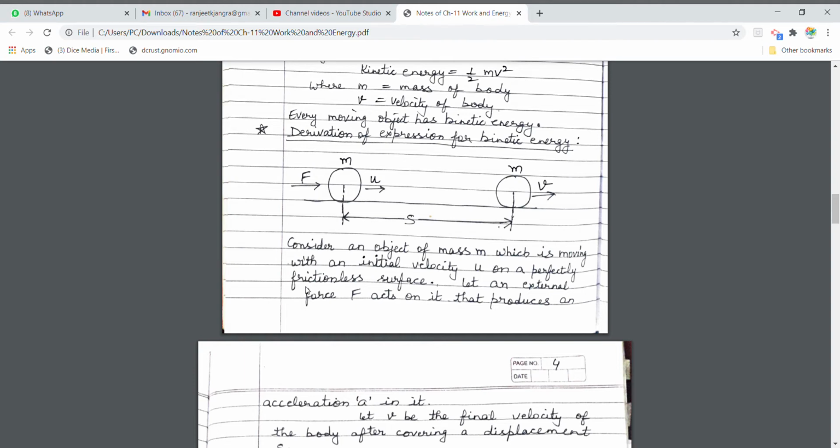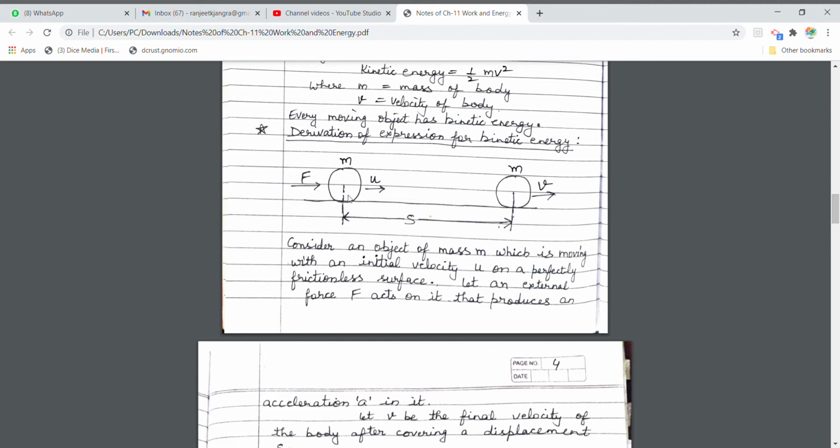perfectly frictionless surface. As you can see, here is an object whose mass is m. It is already in motion. Initial velocity is u. When force F acts on the object, then the velocity changes and the final velocity becomes v. And during this process, the displacement covered by the object is equal to s.